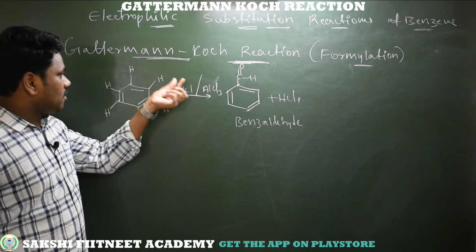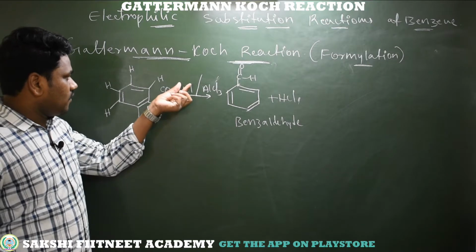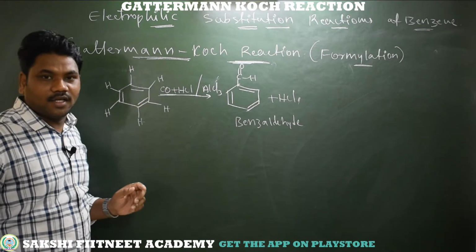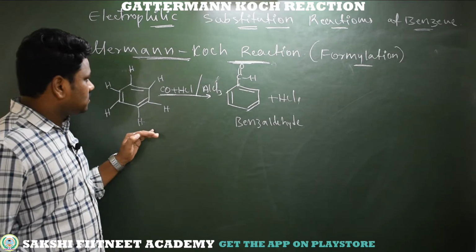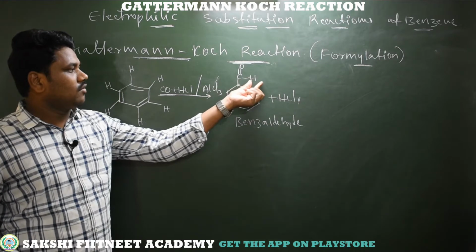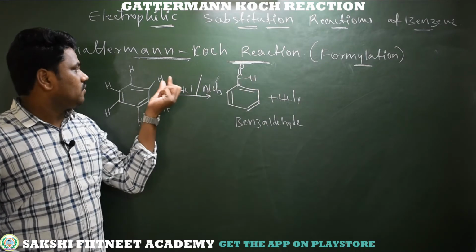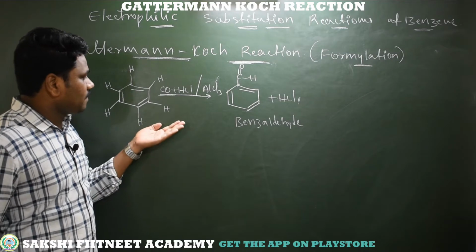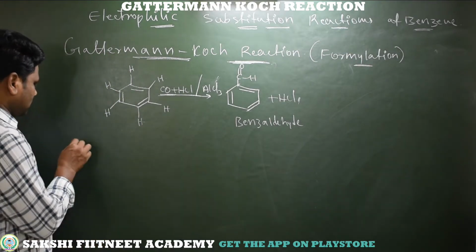Simple, hydrogen comes out as H plus and we are replacing that H plus with the other positive fragment. So in this reaction we are replacing this hydrogen with this C double bond OH. So this is the reaction mixture. And what about the mechanism? We will discuss here.